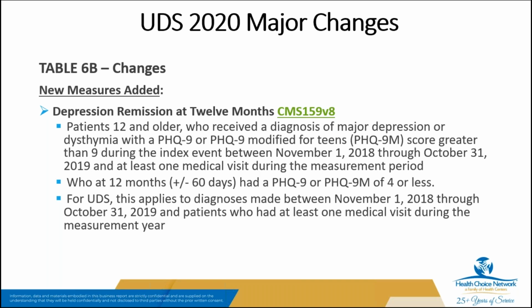So the expectation here is once the patient has a diagnosis of depression, they would then be administered the PHQ-9 or the PHQ-9 modified for teens to get that score, and then you would administer it 12 months later to see if the interventions that you have provided have allowed this patient to go into remission. And that would be seen by a PHQ-9, the same tool, or PHQ-9M or PHQ-9A with a score of 4 or less. Okay, so I just want to be very clear that these two are very different measures. This one requires the use of PHQ-9 or PHQ-9A, and the screening one allows you to use any standard screening tool. Okay, next slide.